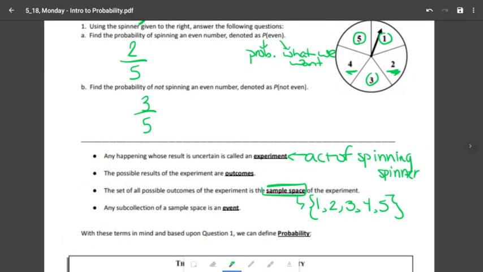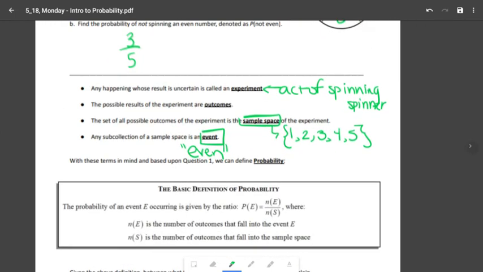And then last, any sub-collection of a sample space is an event. For example, my evens. This is considered an event. The probability of getting an even, that is the event that I was looking to have happen. So my evens, we had 2 and 4. There were 2 of them in that event.